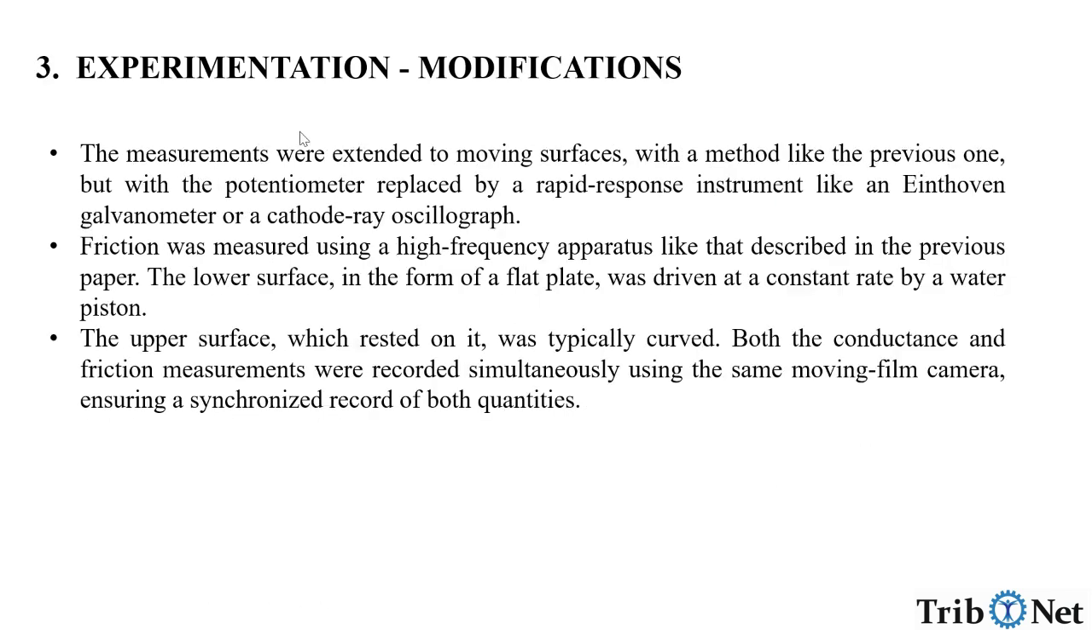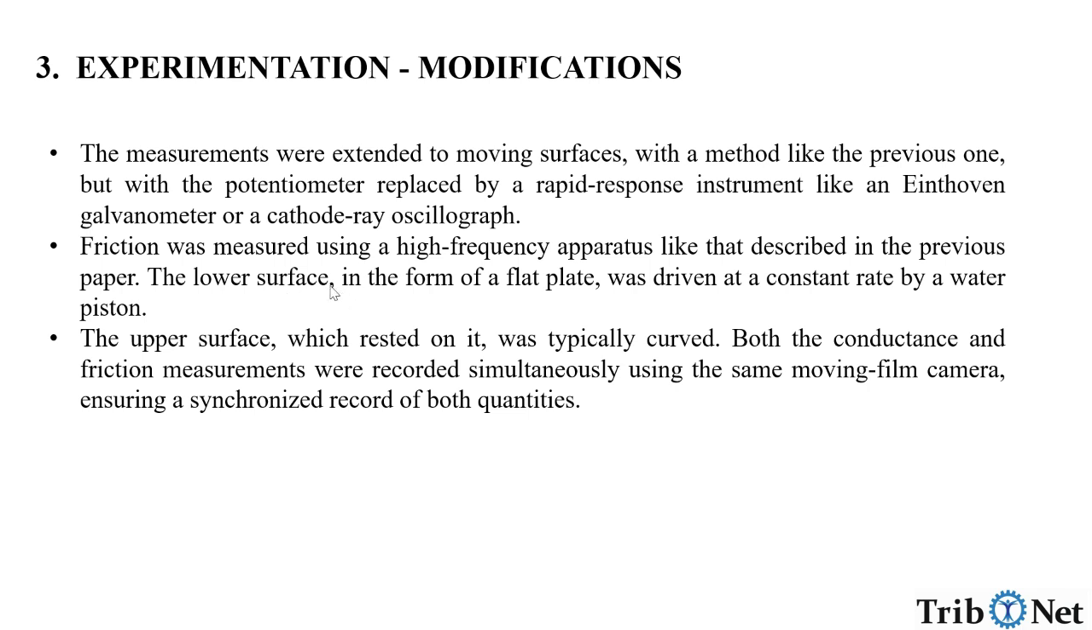What did they modify within this experiment? The measurements were extended to moving surfaces with a method like the previous one, which we also saw for the stationary case in the previous video, but with the potentiometer replaced by a rapid response instrument like an Einthoven galvanometer or a cathode ray oscillograph. Friction was measured using a high frequency apparatus like that described in the previous video.